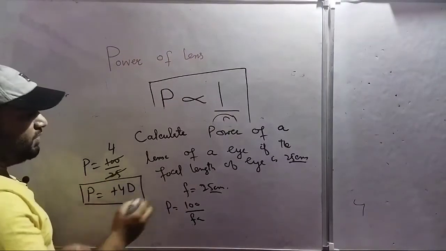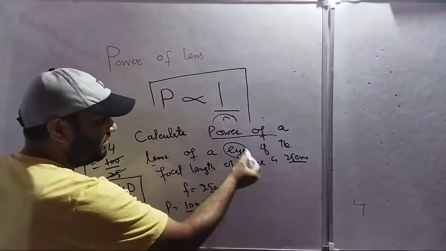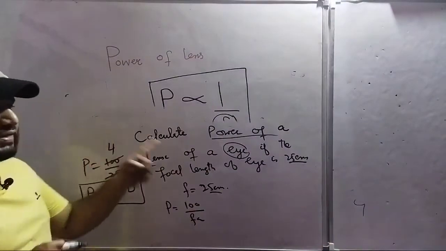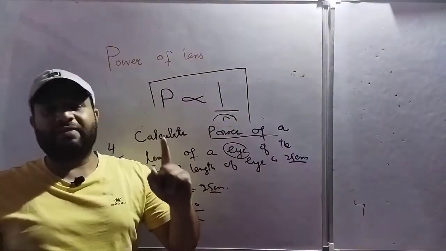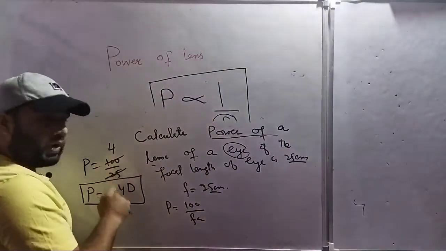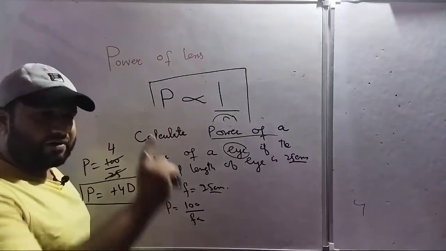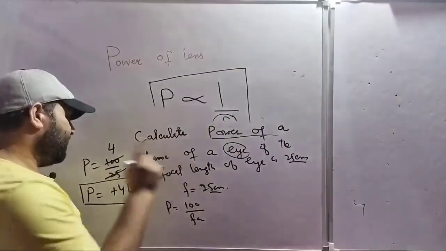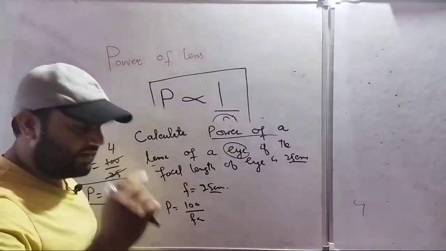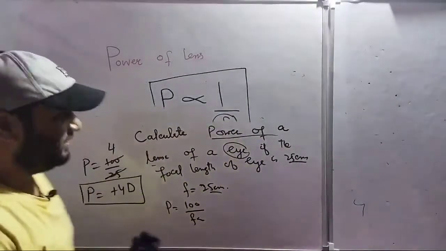I wrote plus because here we had to find the power of the lens of the eye, and in the eye there is a convex lens, so it is positive. Convex lens, power of lens positive; concave lens, power of lens negative. Understood? If convex, it has to be positive; if negative, that means it is concave. So power of lens is positive for convex and power of lens is negative for concave. I hope it is clear to you. So this is how numerical problems will be asked in your examinations.